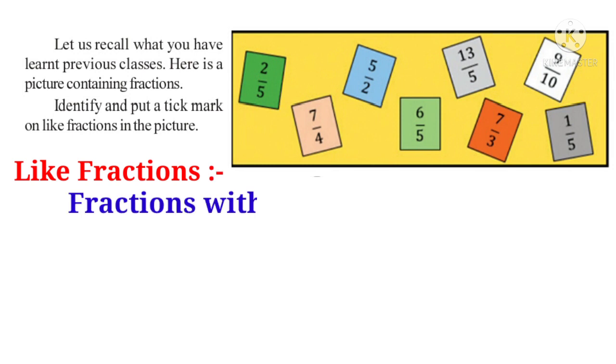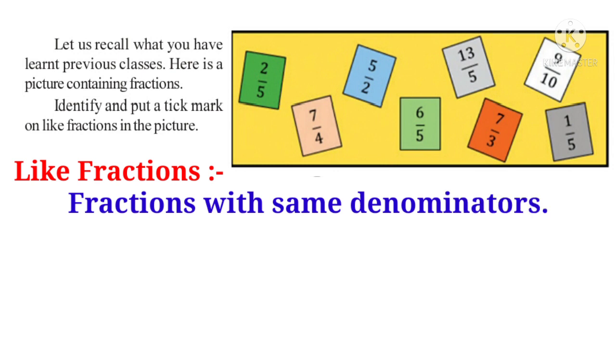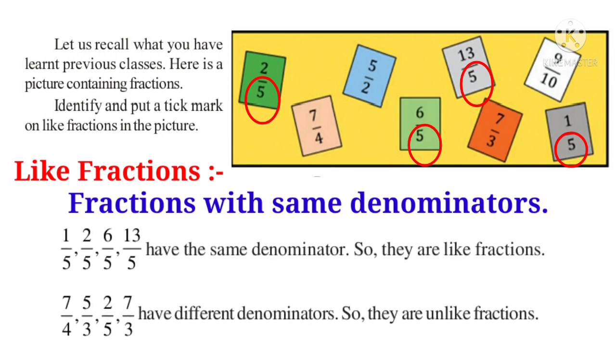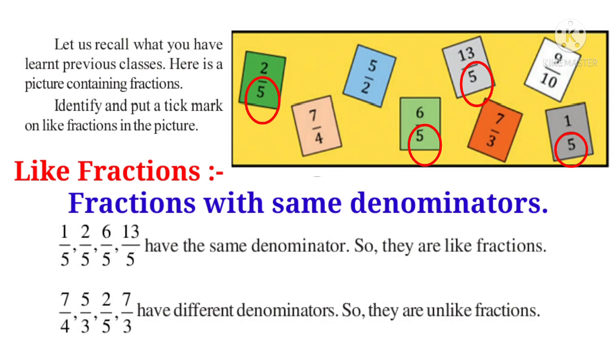Fractions with the same denominators are called like fractions. Here 1 by 5, 2 by 5, 6 by 5, 13 by 5 have the same denominator 5. So these are like fractions. And the remaining fractions, that is 7 by 4, 5 by 3, 2 by 5, 7 by 3, have different denominators. So they are called unlike fractions.